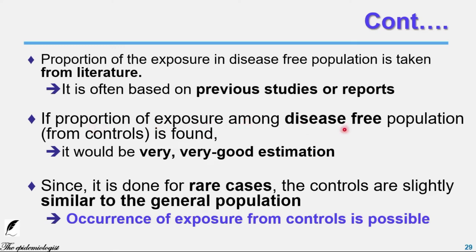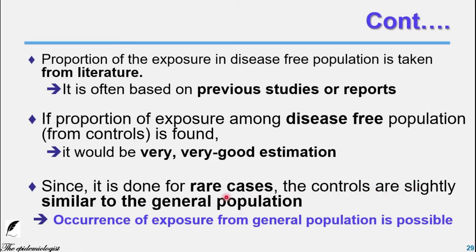It will be a very good estimation if the proportion of exposure among disease-free populations from controls is found. However, since it is done in rare cases, the controls are slightly similar to the general population, so the occurrence of exposure from controls is possible.